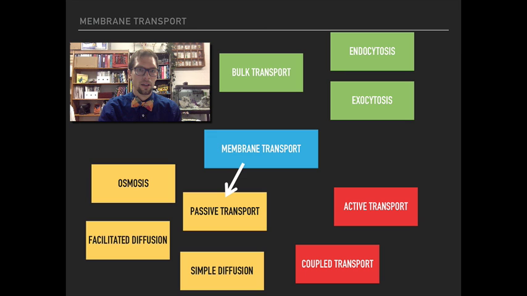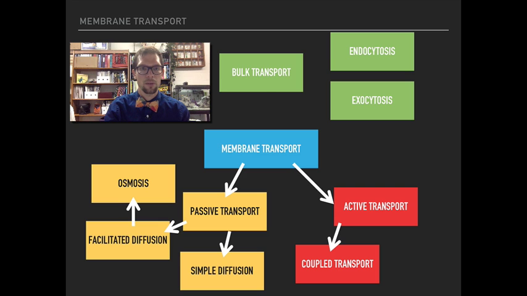Now passive transport can be broken down into more simplified versions. One is just simple diffusion and facilitated diffusion, and a special type of facilitated diffusion that we'll go into is osmosis. Active transport is going to require energy, and it's going to move in the opposite direction of passive transport. There's a special type of active transport that we'll go over known as coupled transport. And then the last thing we'll talk about is bulk transport, which is going to involve both endocytosis and exocytosis.